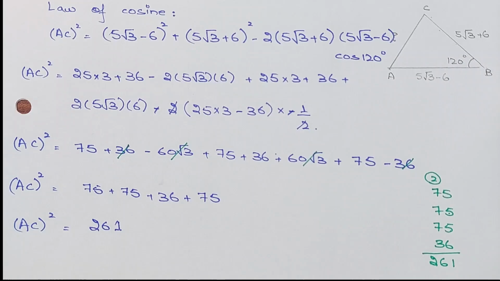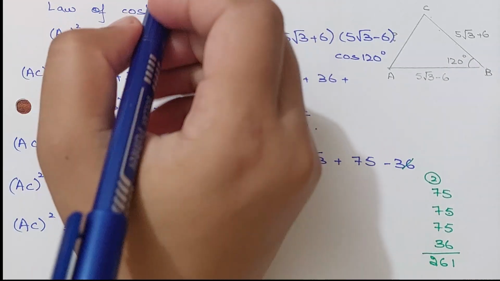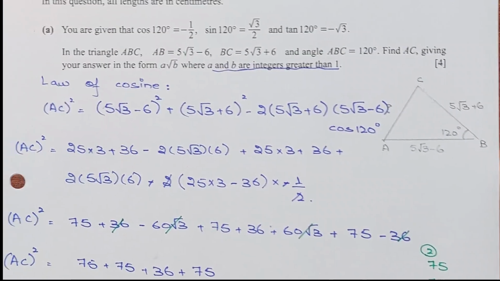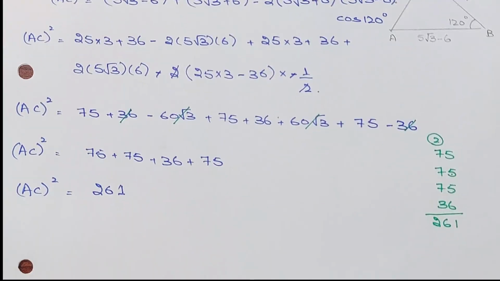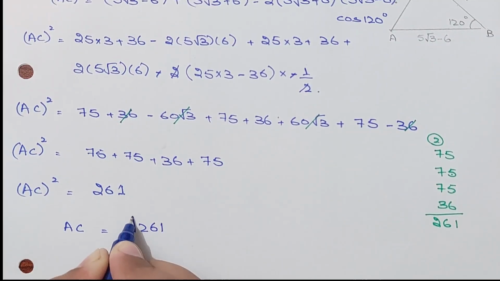Now we have to write 261 as a square root of b, and a and b should be integers greater than 1, right? So we have AC equals the square root of 261. Okay, so let me simplify the square root of 261.